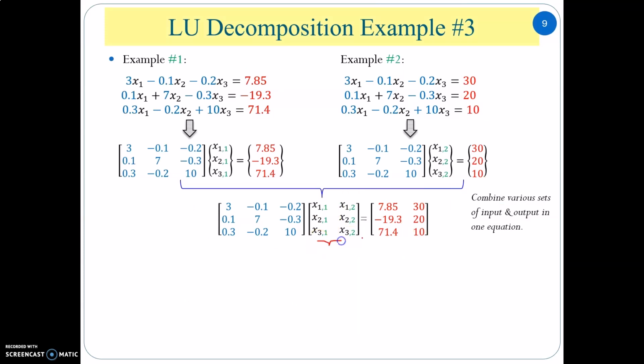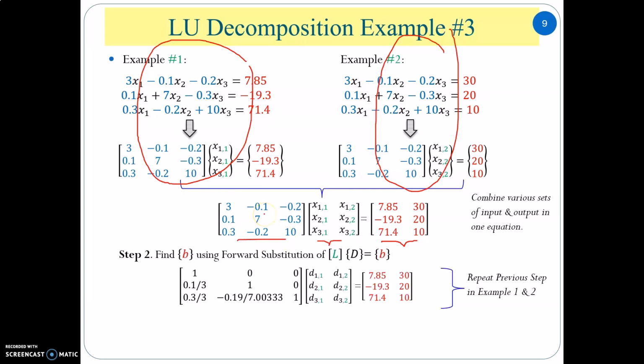If you have multiple inputs and multiple outputs, like in this case, we do not need to perform our calculation separately. Since the matrix A is the same, then you have the same L and U matrices. So we can proceed to step 2, which is the LD equal to B.